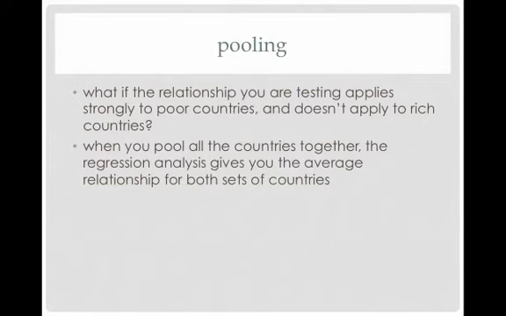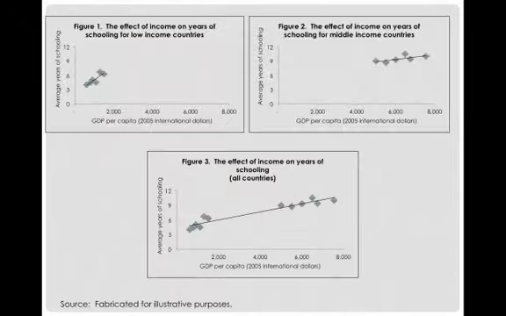Pooling. What if the relationship you are testing applies strongly to poor countries and doesn't apply at all to rich countries? When you pool all the countries together, the regression analysis gives you the average relationship for both sets of countries. Okay, so let's see how this might work out. Figure 1, all of these figures show the effect of income on years of schooling for low-income countries. And if you look at the source, I made these up to illustrate this problem.